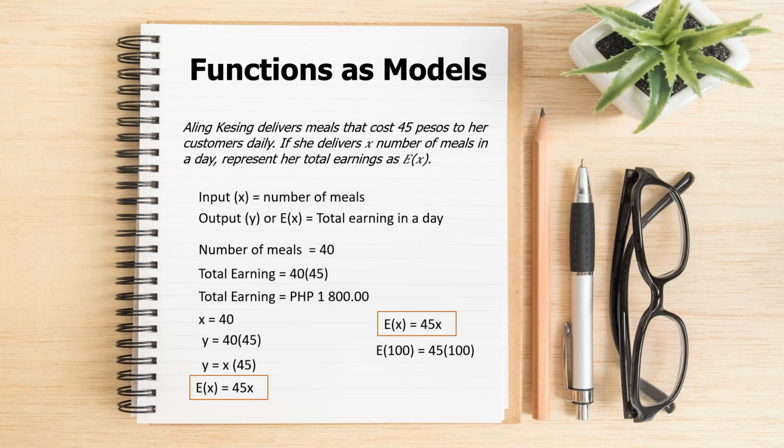What if Aling Kising delivered 100 meals in just one day? Then replace x by 100. So E of 100 is equivalent to 4,500. So the total earning of Aling Kising is 4,500 if she delivered 100 meals in just one day. And that example is a linear function.